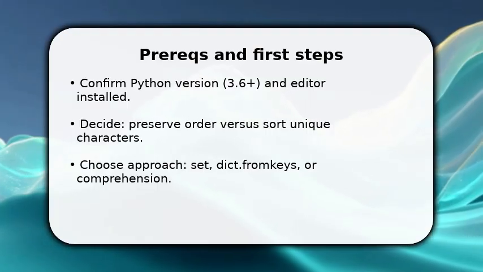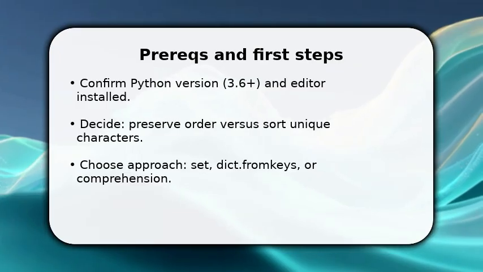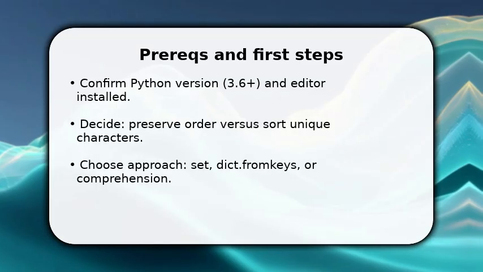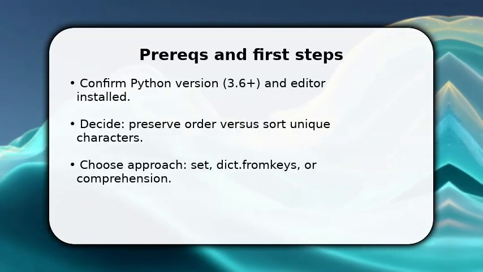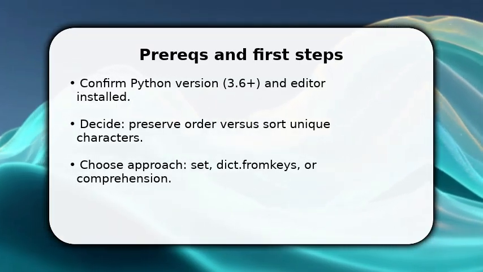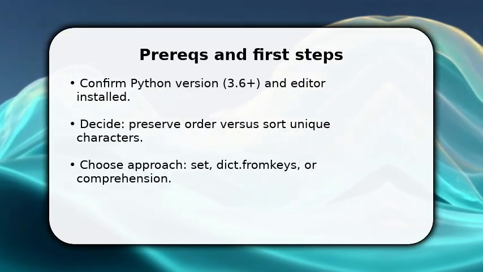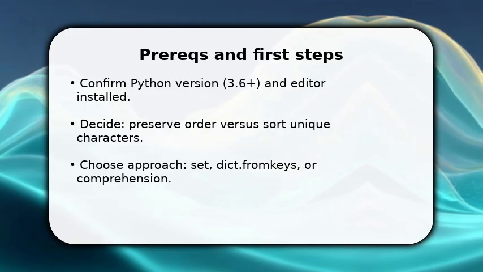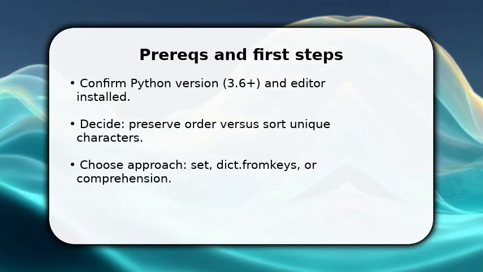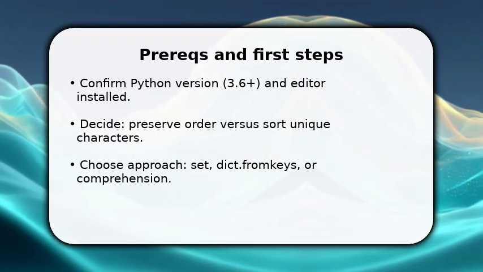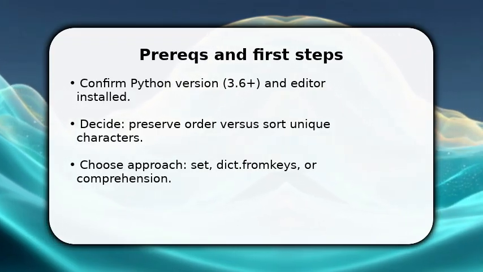You start by checking Python 3.6 or newer and opening your file. This ensures ordered dict behavior. First actionable step, choose whether to keep original character order or to return sorted unique chars. If you want order preserved, use dict.fromkeys or an ordered set pattern. If sorting is fine, call set, then sorted. Once decided, type a minimal function signature like def unique_chars(s), and proceed to implement the chosen technique.